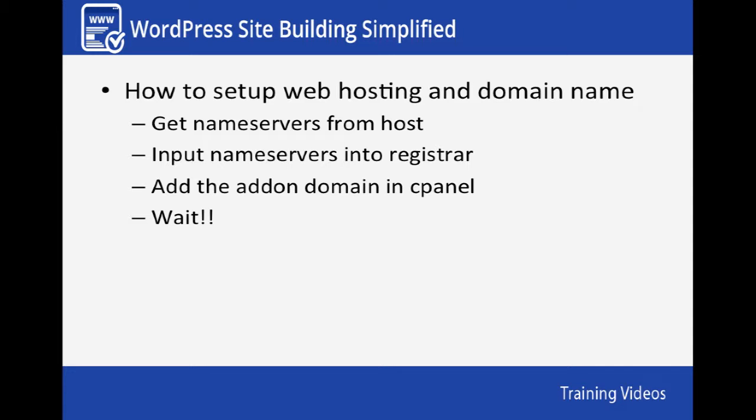If you recall from the previous video, I told you to make sure to bookmark the email that your web host sends you, that has all your information in. The information you need will be the name servers, your cPanel URL, and your cPanel login information. Then you want to input the name servers into the registrar, add the add-on domain in cPanel, and then wait. If this sounds complicated right now, don't worry, because I'll be doing it right in front of your eyes. So let's get straight to it.